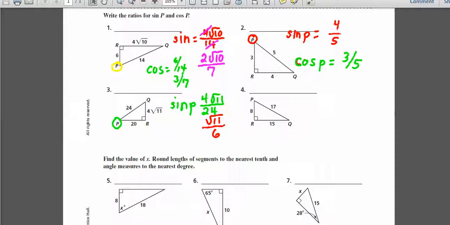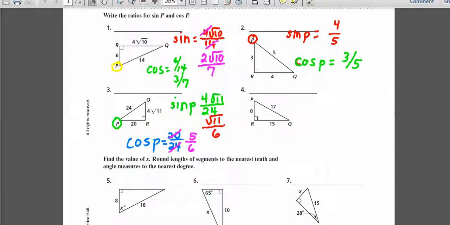of P is my adjacent side, because this is P. And the side that's adjacent to it is the side marked 20 over the hypotenuse, which is 24. And again, I can simplify that because 4 goes into both of those, and that will turn this into 5 over 6.